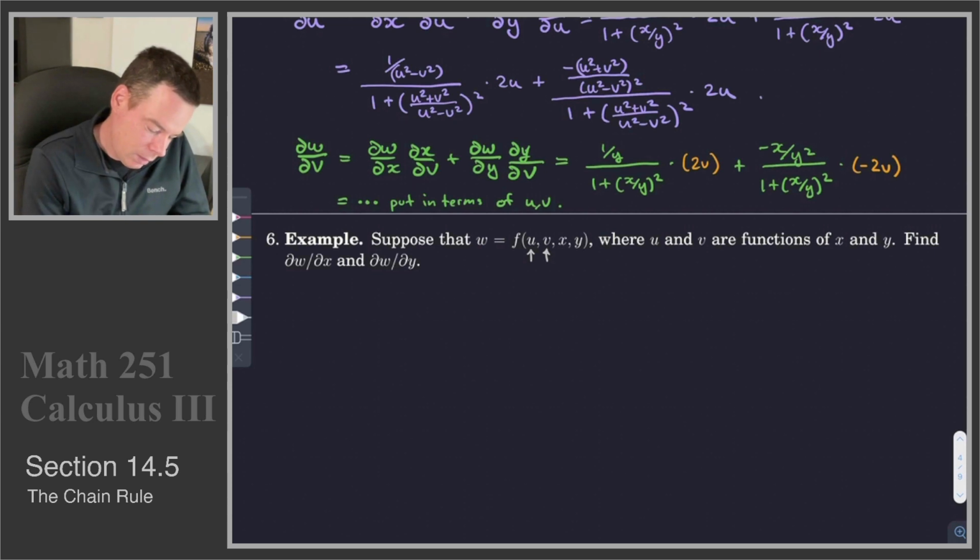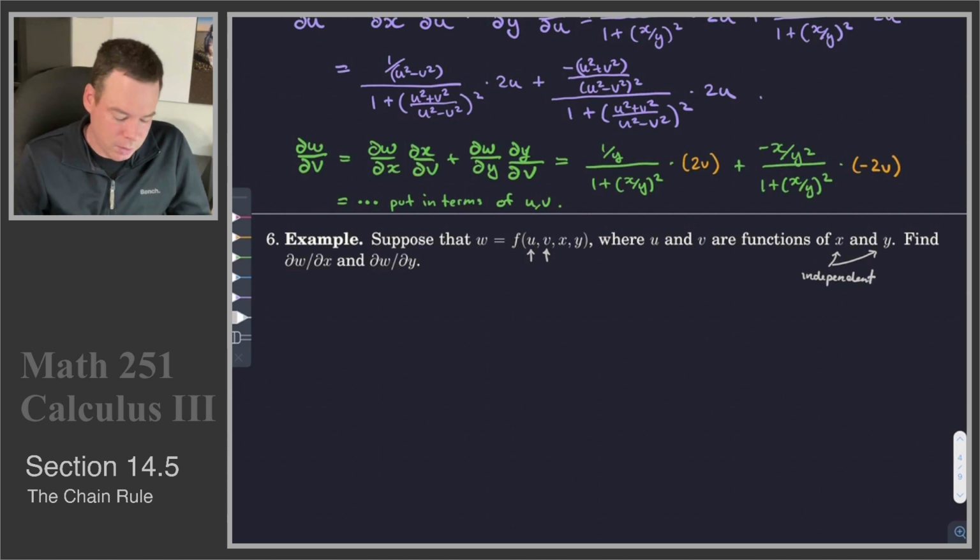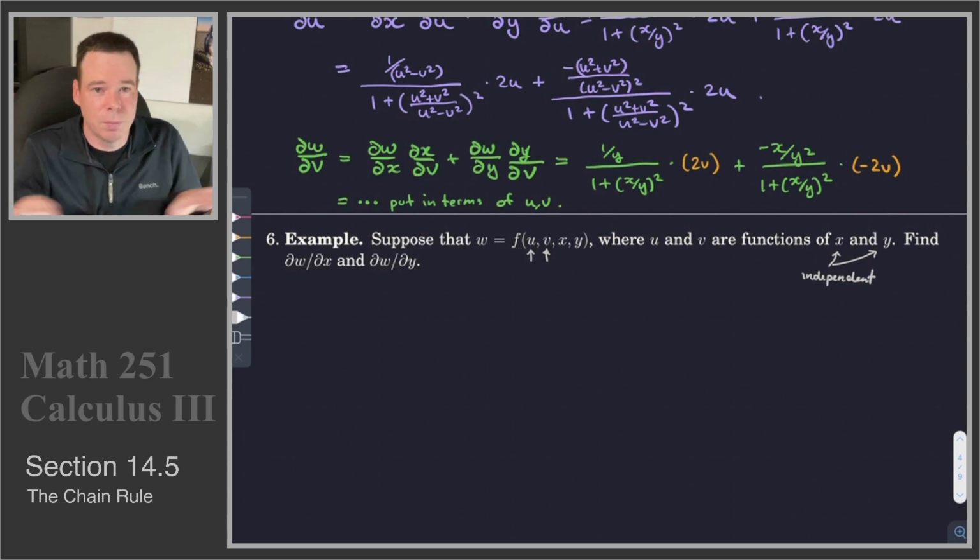So one thing to keep in mind here is that when we're looking at x's and y's, these are independent. It means that x is not going to be a function of y and y is not going to be a function of x. They are two completely independent variables. This is the nature of how we've been dealing with them in multivariable calculus.